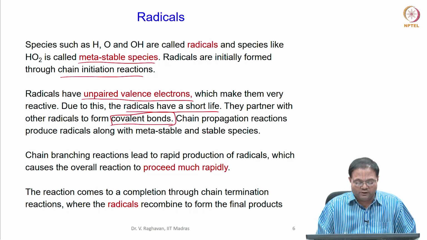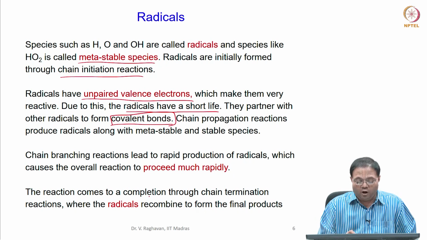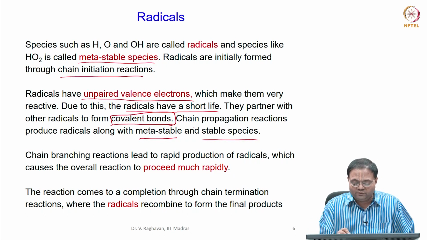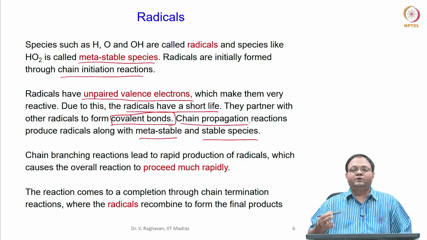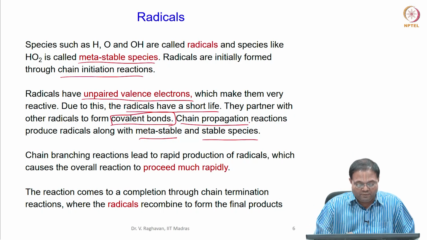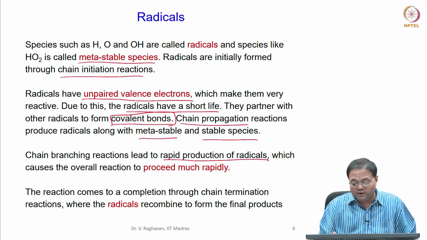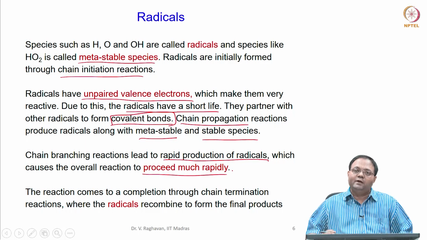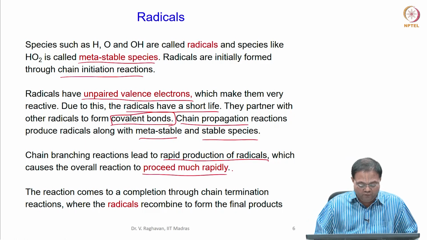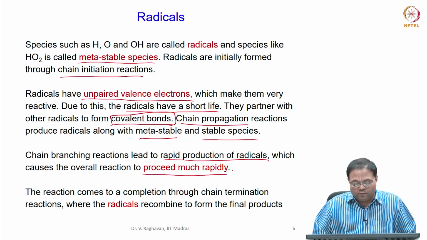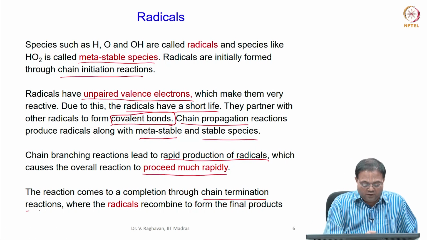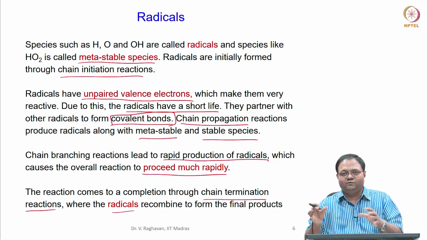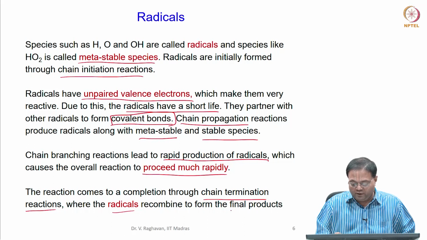So chain propagation reactions produce radicals along with metastable species or stable species, final products also. That is very important. So these keep the reactions running till it completes totally. Chain branching reactions lead to rapid production of radicals, more than one radical at a time, so that the reaction may become explosively fast, very rapid. The reaction comes to completion through chain termination reactions where the radicals recombine. So two radicals, when they are formed as separate radicals, can recombine to form the final products, which we have discussed.